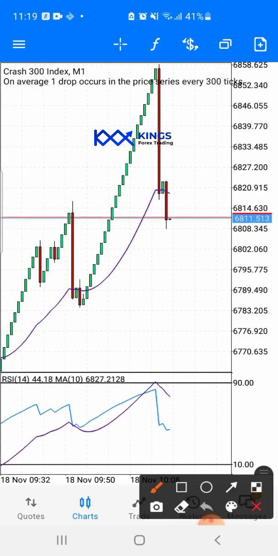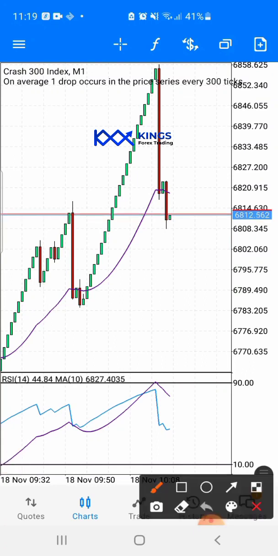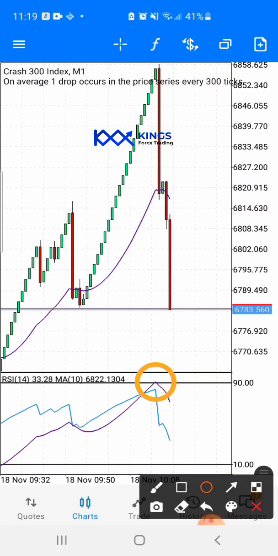You can see, as I explained, the blue line, which is the RSI line, has crossed to the downside, showing us direction. So we are going to be expecting more spikes to the downside. The aggressive entry, kind of risk entry, is once you see our purple line, which is the moving average 10, at level 90. You can see more spikes.